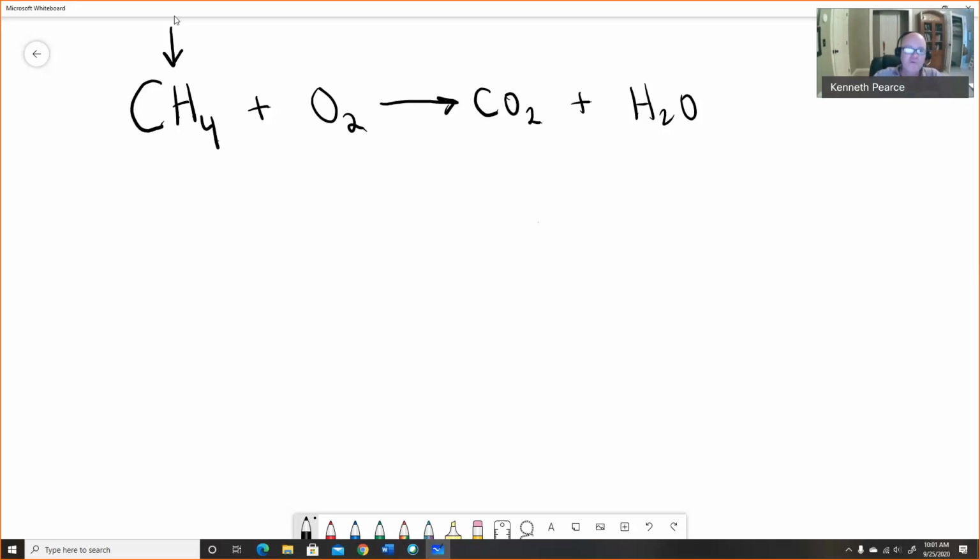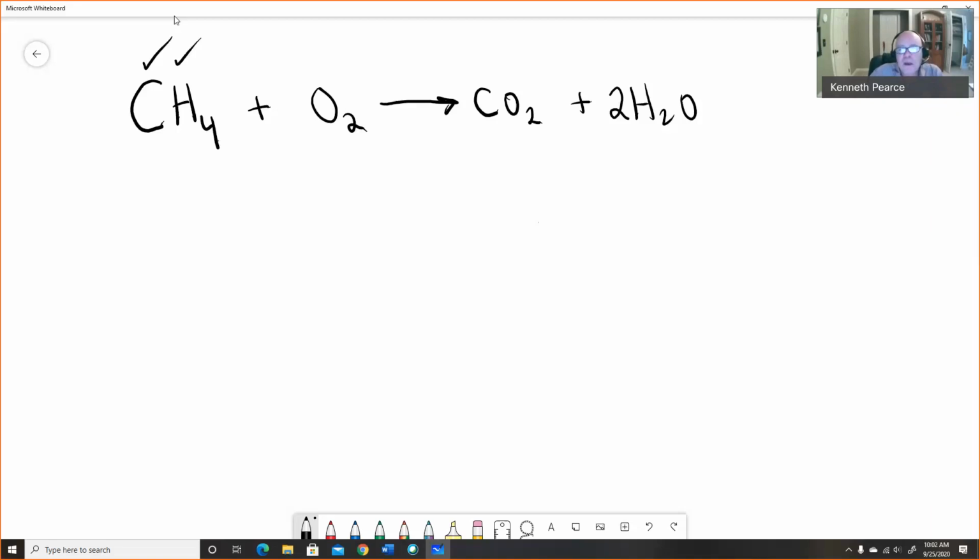And how am I going to get 4 hydrogens? Well, if I put a 2 in the front, that means 2 of everything, not just the hydrogens, but 2 of everything. So now I have 4 hydrogens. So sure enough, when I look at that first molecule, I've balanced the carbons. Now I've balanced the hydrogens.